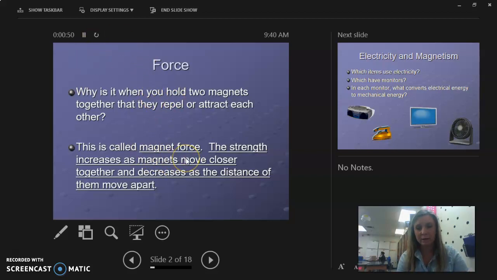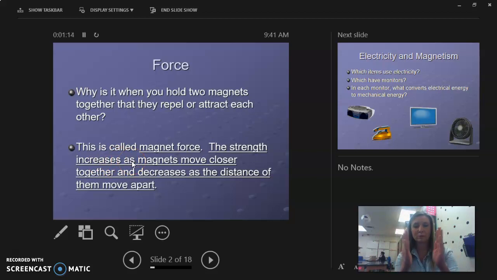So with magnets, if you think about it, two magnets have opposite poles on them. Some of them are going to be positive and some of them are going to be negative, and that is where the energy is being forced out through them. And that's what this portion down here is saying. Magnetic force strength increases as magnets move closer together.